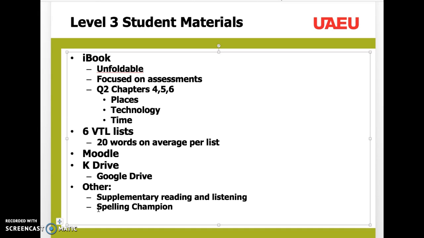So the stuff that you find in the iBook, and Moodle and the K Drive and even the Spelling Champion, unless it's very clear that it is a duplicate, 2 different formats, you shouldn't find too many duplicates. So when you send your students to Moodle, you're going to find distinct materials from what you might find on the K Drive or in the iBook, and we've tried to make that just so there's not as much redundancy.